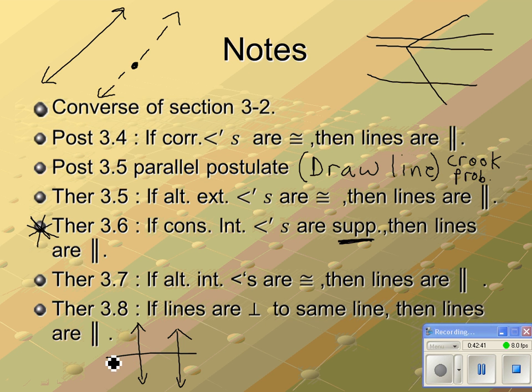And this last one says if you have these two lines and they're perpendicular, so they form right angles with that one line, then what do we know about the two lines here? They have to be parallel to each other. Too difficult, Corbin? It's just reversing everything that we did a couple of sections ago.